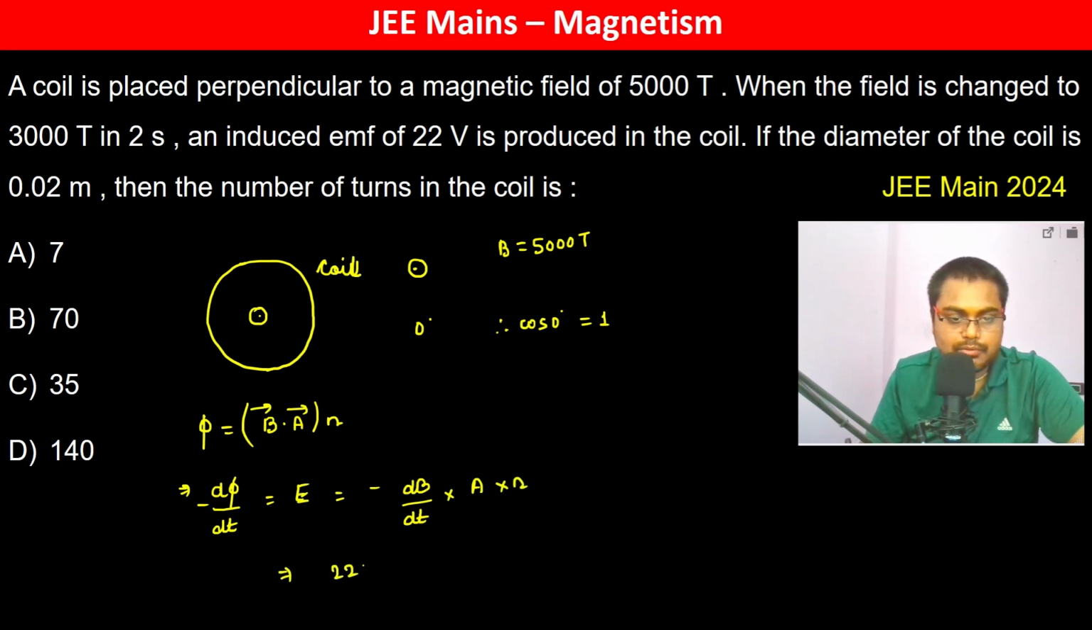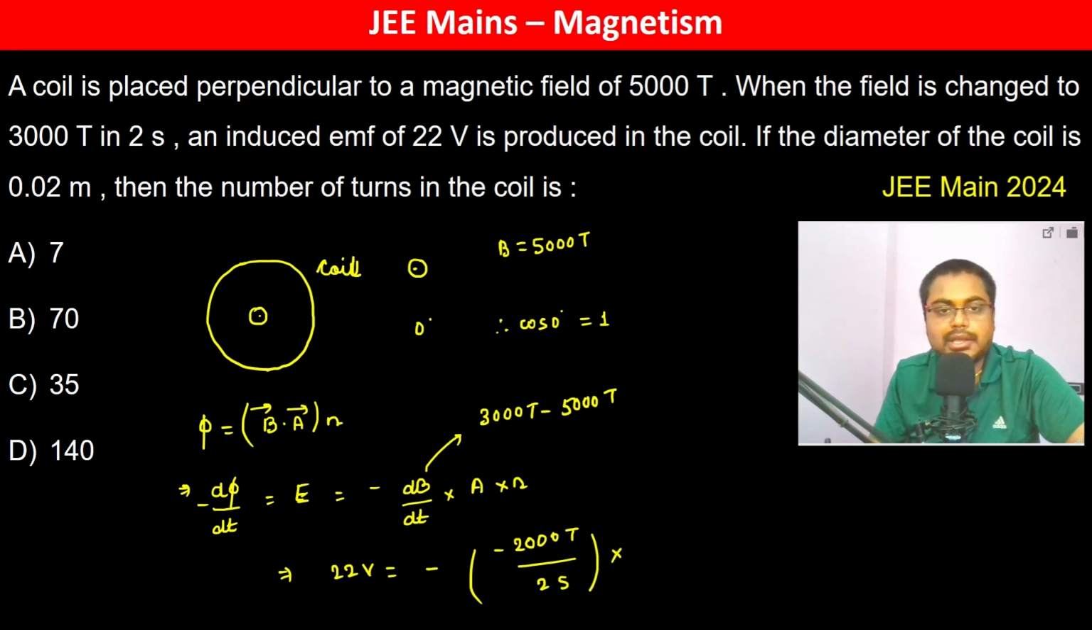So 22 volts is equal to minus of, now what is dB? dB is the change, so therefore 3000 Tesla minus 5000 Tesla. So this is equal to minus 2000 Tesla divided by dt. What is the t? 2 seconds into area. Area is pi r square by 4.